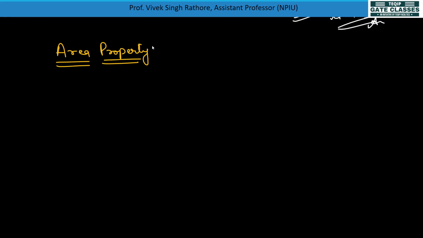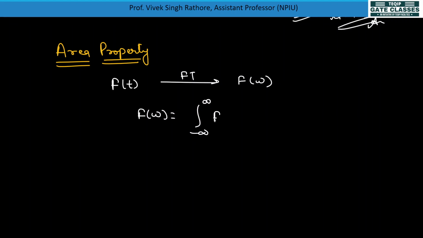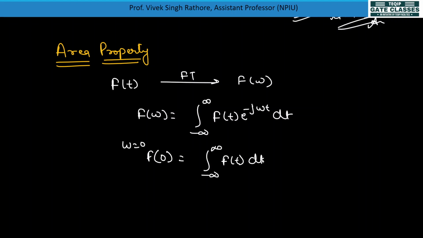The area property says that, as you know, the Fourier transform of f of t is F of omega. And if you see the formula, F of omega is the integral from minus infinity to infinity of f of t e to the power minus j omega t dt. This is the formula for calculating the Fourier transform. See, for omega equal to 0, what do you need to do? Just integrate f of t dt. This is your area property.